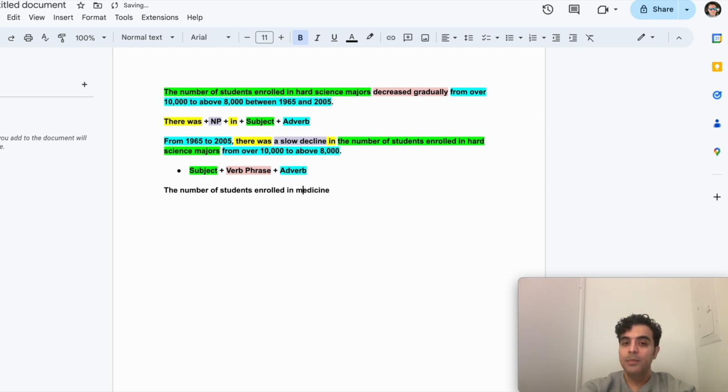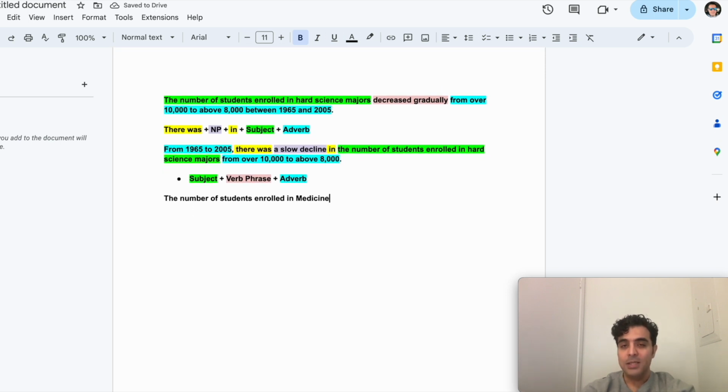So this time we were using a different line to describe this period of stability. Now, you could say the number of students enrolled in medicine. So sometimes the category is mentioned after the noun. So students enrolled in medicine. Enrolled in medicine is the post modifier explaining the noun. Sometimes you treat it as an adverb. So instead of saying the number of students enrolled in medicine, you could say the number of medical students.